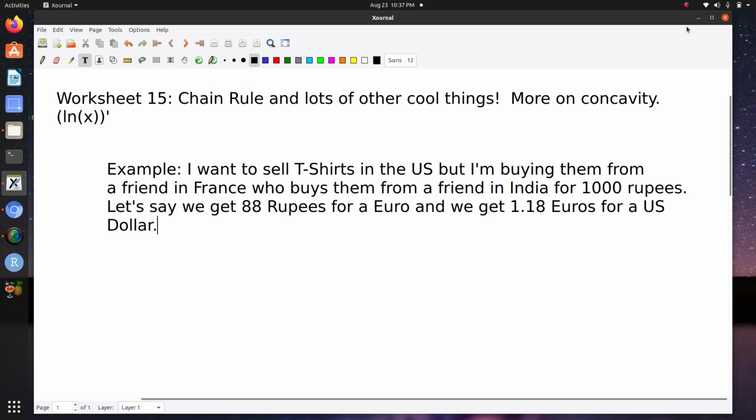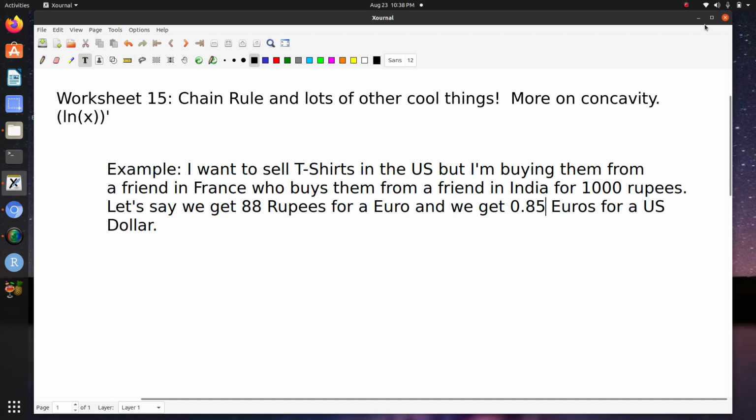Let's say I'm buying my t-shirts from a friend in France who gets them from a friend in India. The friend in France buys them for 1,000 rupees, so each t-shirt is 1,000 rupees. Let's say there's 88 rupees for €1, and you get 85 euro cents for a US dollar. We want to know how much the t-shirt actually costs in US dollars.